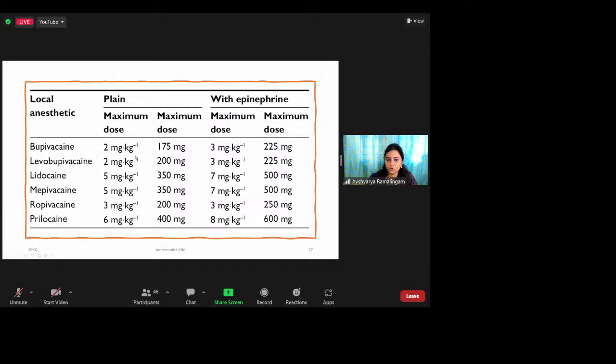Bupivacaine is used at 2 milligram per kg, and with adrenaline 3 milligram per kg. Levobupivacaine has a very similar dose to bupivacaine. Lignocaine is 2 to 3 milligram per kg, and 5 to 7 milligram per kg with adrenaline. Ropivacaine is 3 milligram per kg without adrenaline, and the same with adrenaline also.